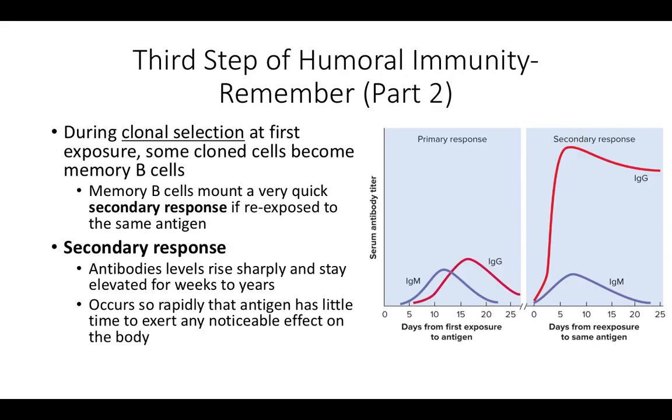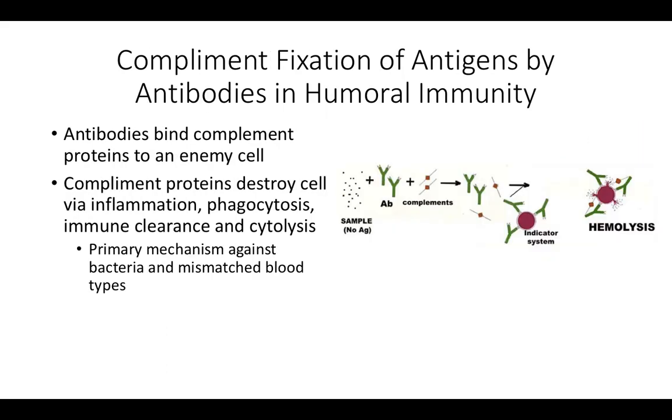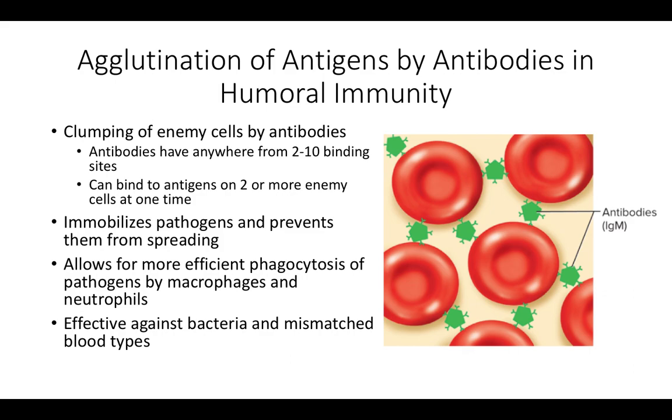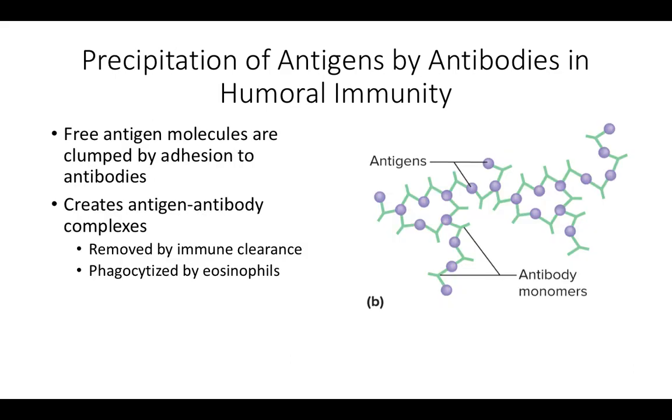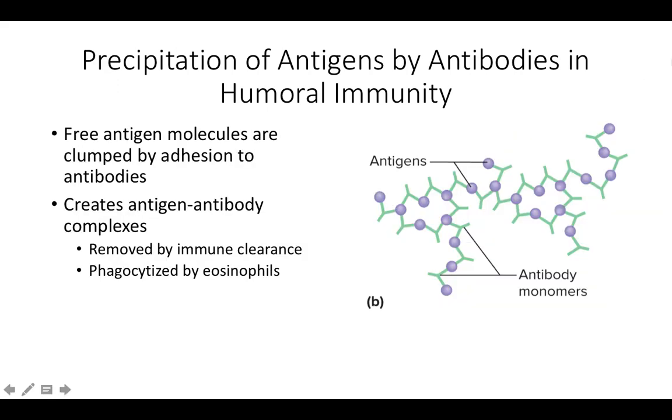So we talked about neutralization, right? We block a pathogen from binding to a host cell. We talked about complement fixation, so these complement proteins are going to bind to the antibodies, which then bind to the foreign cell and actually do the destruction themselves. And again, if you want more information on complement fixation or complement proteins, that is part of innate immunity, so go ahead back to the last lecture and brush up on that. Agglutination of antigens and precipitation, which is just sort of clumping of either these enemy cells or the free-floating antigen molecules themselves.